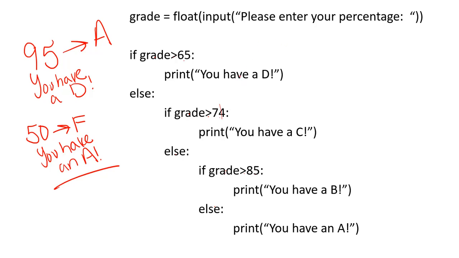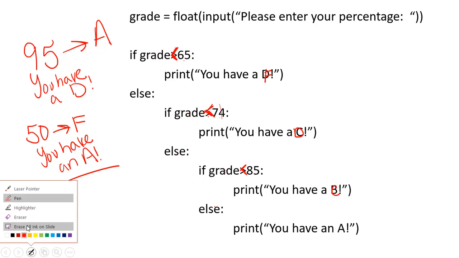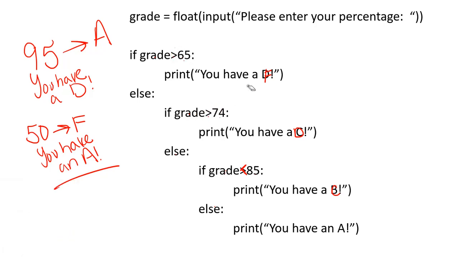So if I wanted to fix this program, there are a couple of options. I could change this to be a less than symbol and then change this to an F. And then change this to a less than symbol and change this to a D. And change this to a less than symbol and make it a C. And then I would have to add a little bit for my B and my A. The other option you could also do, if you wished, is start at the A's. So if grade is greater than 92, say you can have an A, that would be another option.